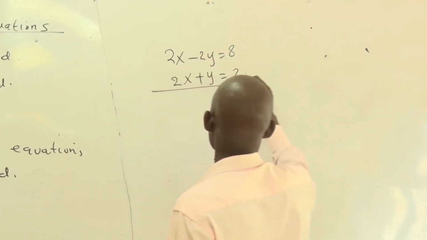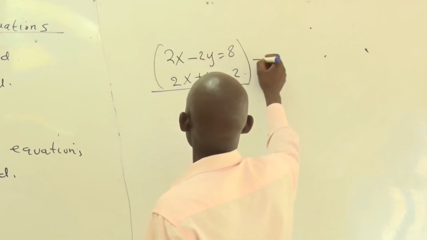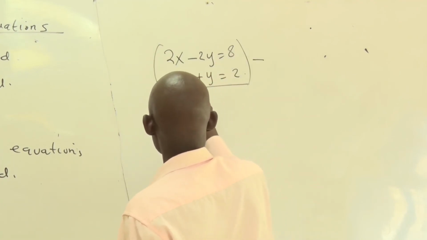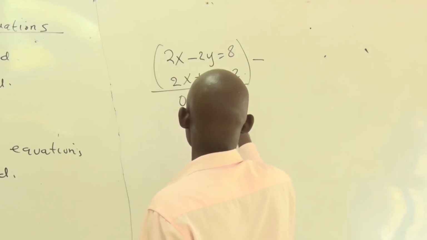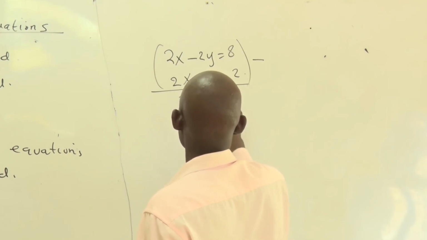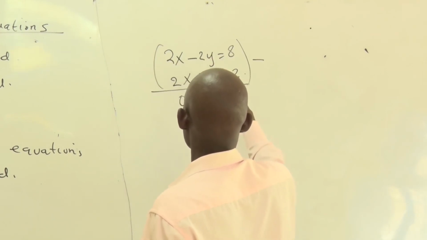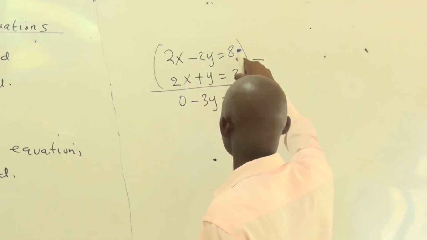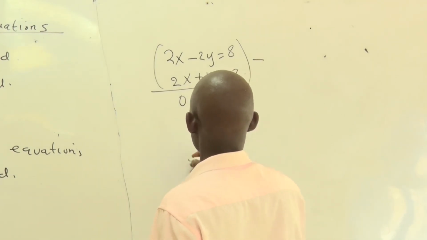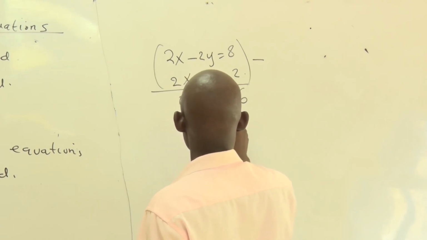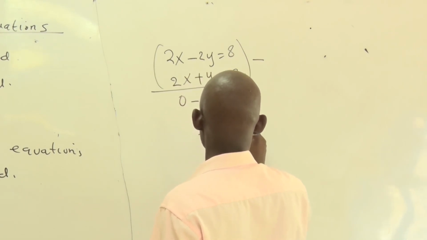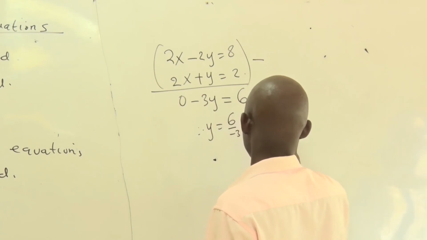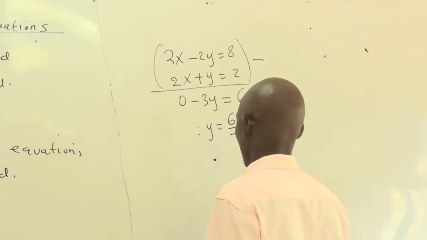So if you subtract this, you will get 0. This minus this, you will get minus 3. Minus 2y minus y, you get minus 3y, is equals to 8 minus 2, you get 6. So therefore, y will be equal to 6 divided by minus 3, which is minus 2. So that is the value of y.